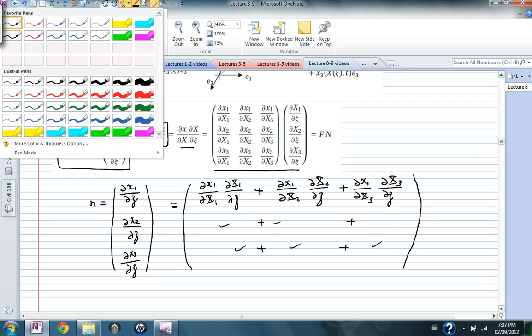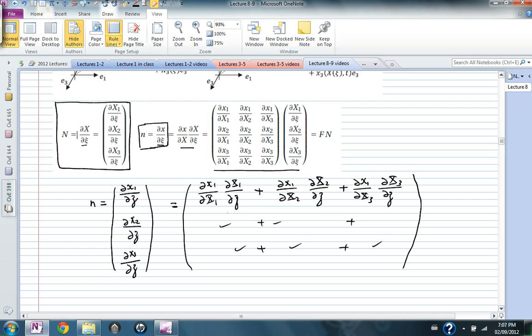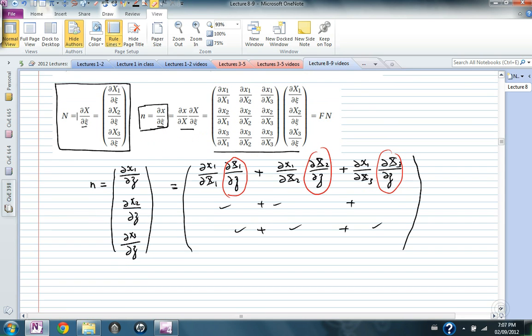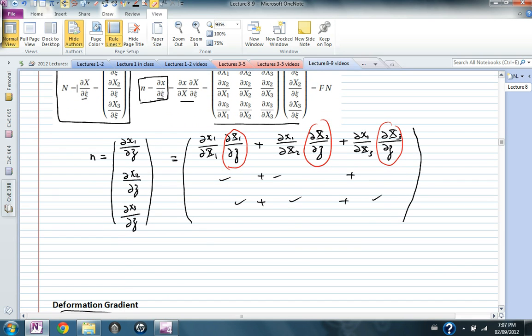If we take these components out, you can form the following matrix.